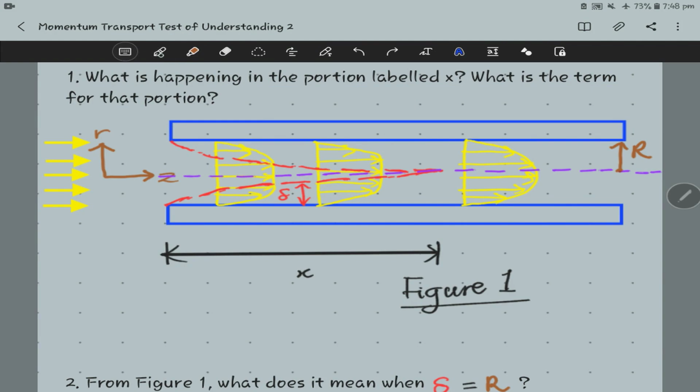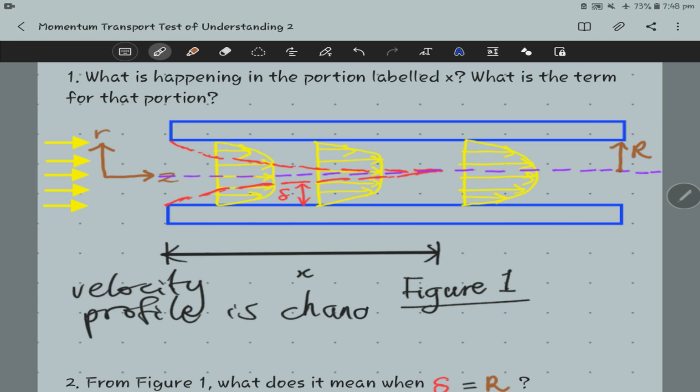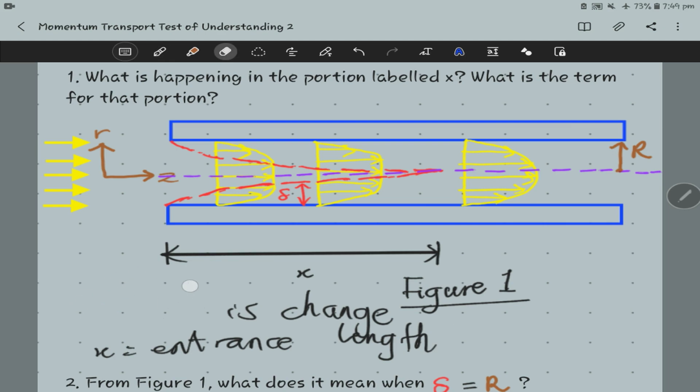So let's see. What's happening there is that the velocity profile is changing within that particular region, or the portion X, right? And then we call that X the entrance length. So now we're going to explain why it is so, right? Within that particular region the velocity profile is changing, and we see that the X length is what we call the entrance length.